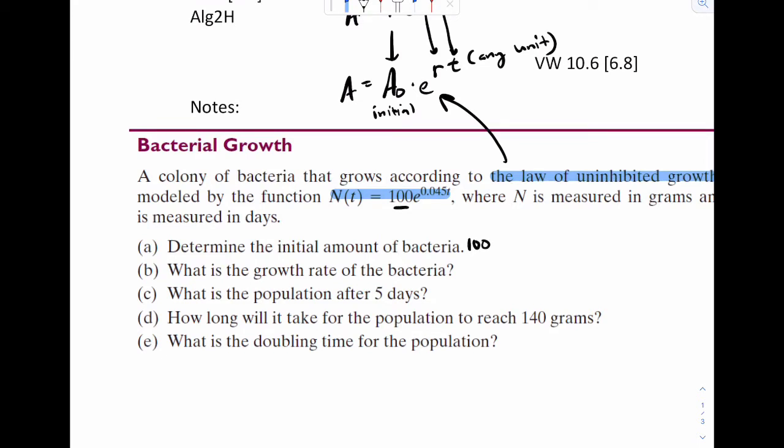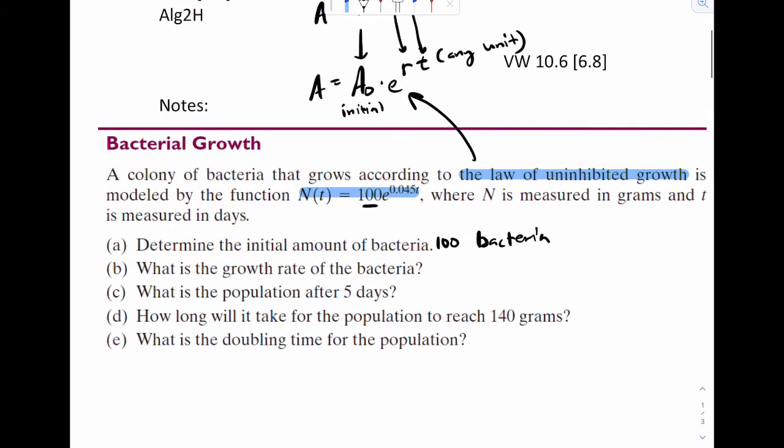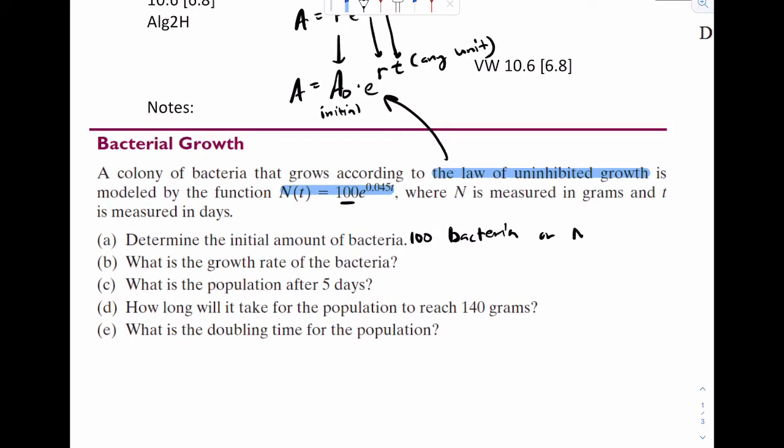So 100, we'll say like bacteria. You could also plug in 0. And notice how if you plug in 0 right here, that's e to the 0, which would be 1. So that's why it is in fact 100. The growth rate, all right, look right there. So that's your rate, 0.045. So let's convert that to 4.5%, meaning it's going to go up by 4.5%. If this were negative, it would go down.